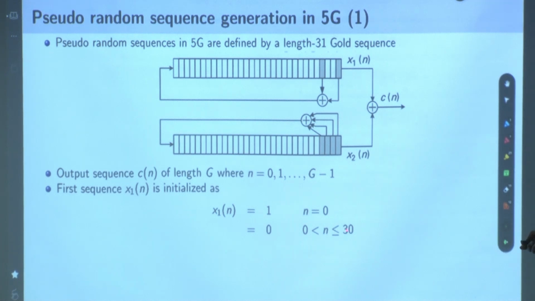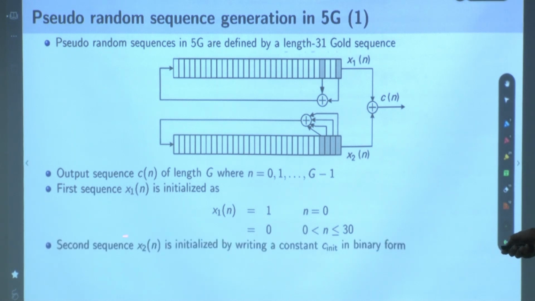From 0 to 30 is basically you have this one, and this x1 of n is all zeros. Now similarly, this second sequence x2 of n, how is this initialized? It is initialized by writing a constant c init in binary form. So there is some constant c init which is given to you in binary form. So what is the c init?